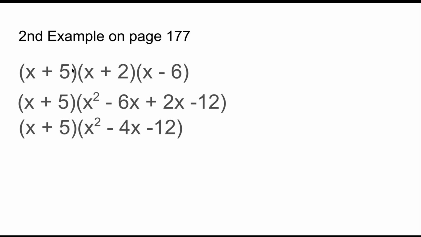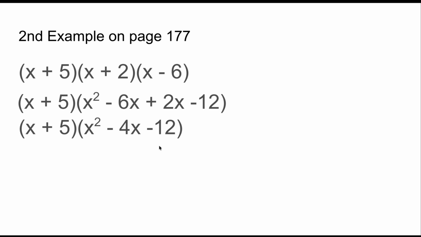And so what we did is we ignored this x plus 5 to begin with, and we multiplied the second and third binomials together first. So we did x times x, which gave us x squared, x times negative 6, which gave us negative 6x, 2 times x, 2x, 2 times negative 6, negative 12. Then we combine our like terms. We had a negative 6x and a 2x. We combine that for negative 4x.